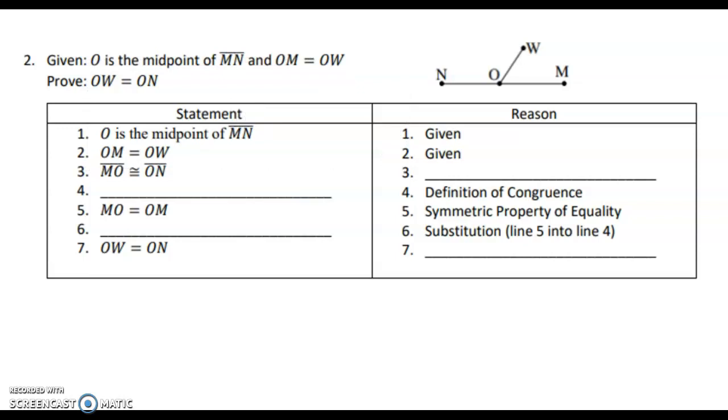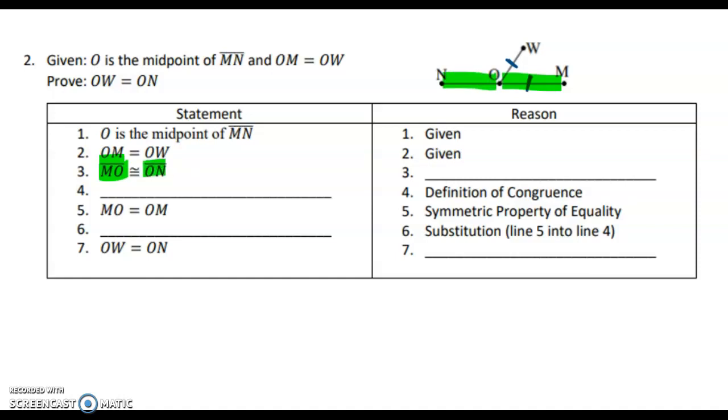I'm even going to go ahead and mark on my picture. OM is right here, and it's equal to OW. So they're equal, but at some point, I'm probably going to need to be able to say they're congruent. That'll come up at some point, but just for my frame of reference, they're saying those two are equal. So the next line, they say MO is congruent to ON. Let's highlight those. MO, that's right here, is congruent to ON. That's right there.